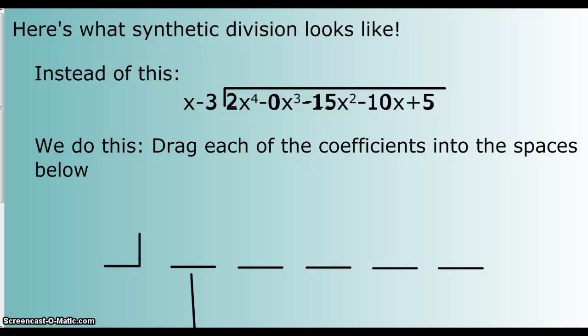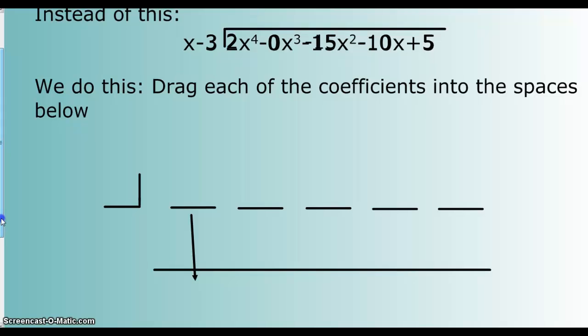So instead of trying to divide all those numbers, what we're going to do is drag each of the coefficients into the spaces below. So we're dividing by x minus 3. That means the root, which if I set that equal to 0 and solved it, I would get 3, must go in the box. So it's basically the opposite sign. Okay, now making sure my coefficients are in order, I'm going to take each coefficient and put it on the line. So I have 2, 0, negative 15, negative 10, and 5.